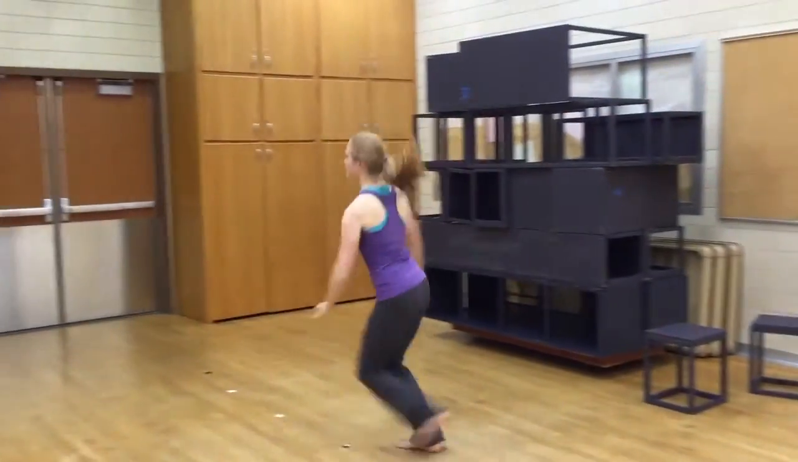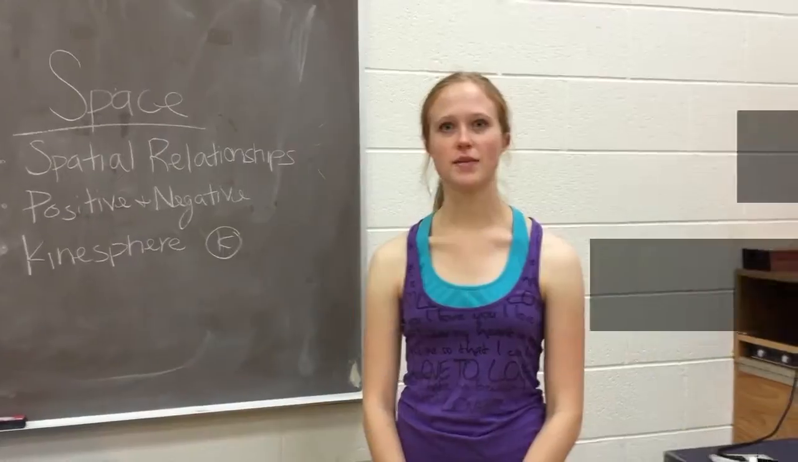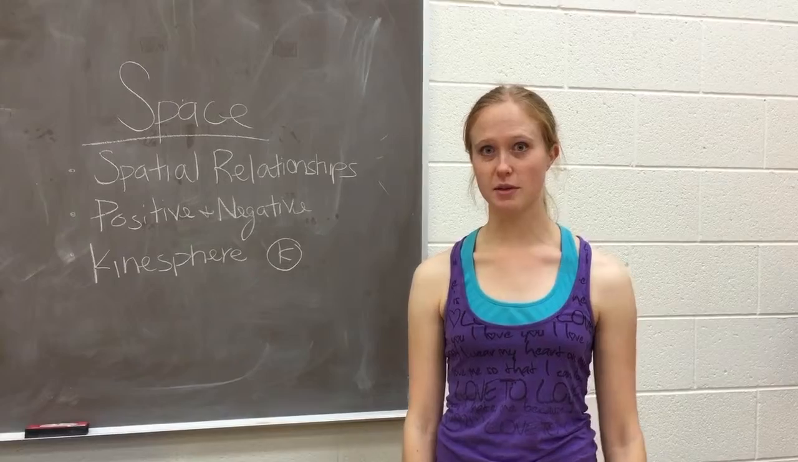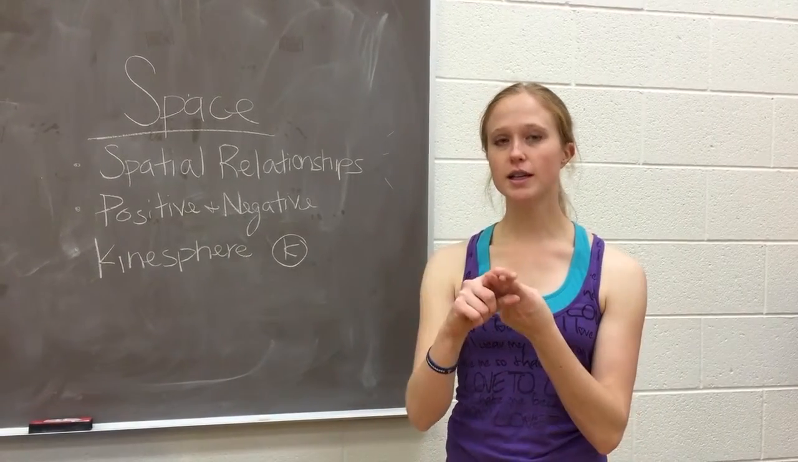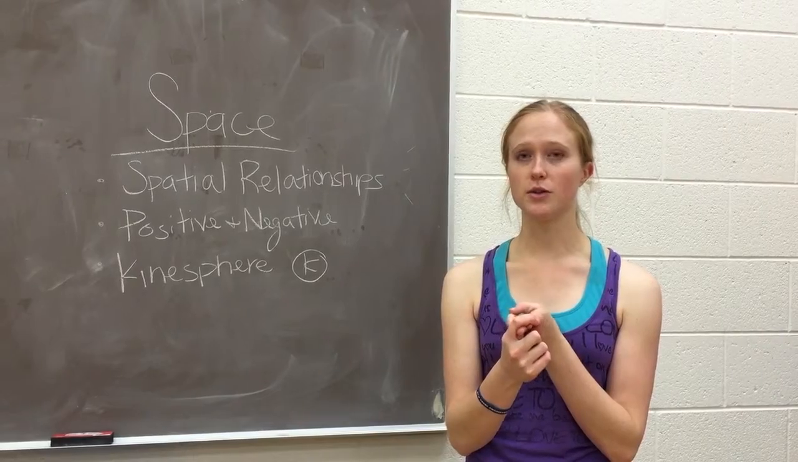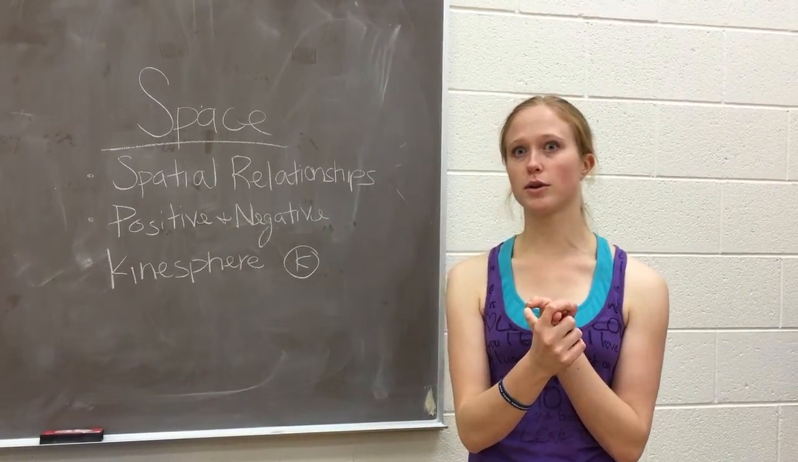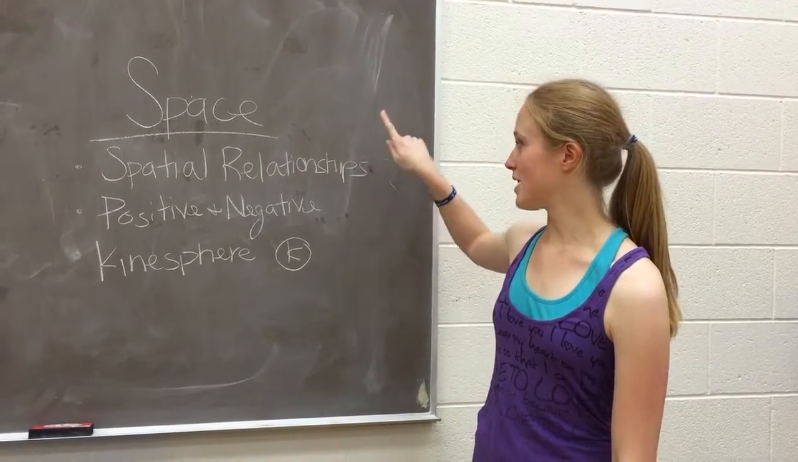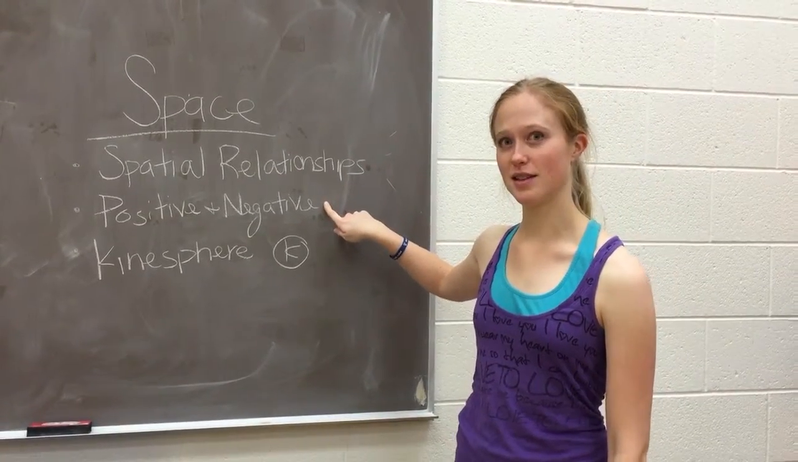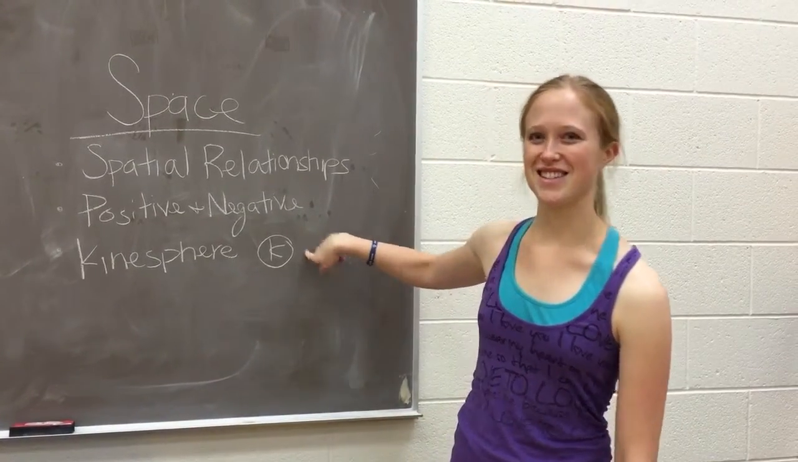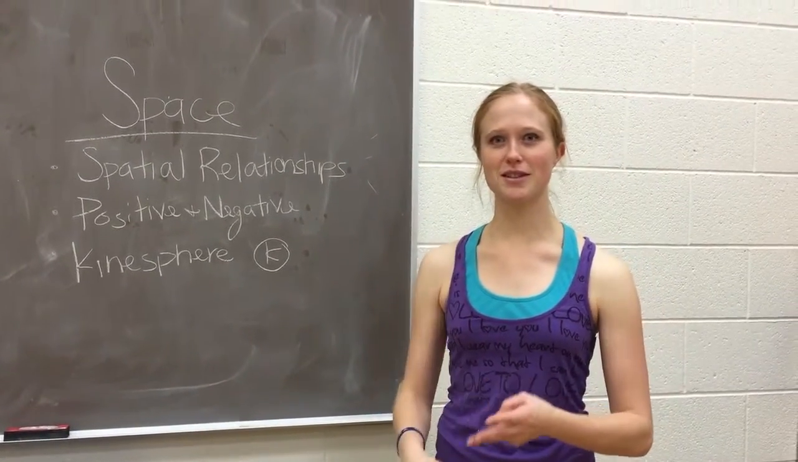Small, medium, large. Okay, students, now we're going to do a choreographic project with the things that we've learned. So there are 3 space elements that we were talking about today, and that's what I want you to use in your choreographic project. So we're going to use first spatial relationships. Then we're going to use positive and negative space, and then we're going to use kinesphere. Good job. So we're going to use all 3 of those things to create a piece.